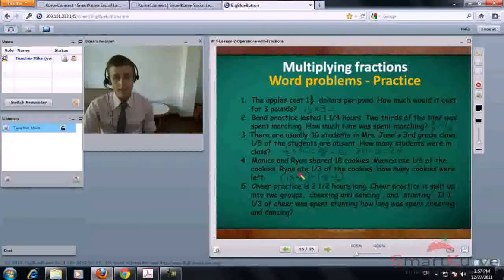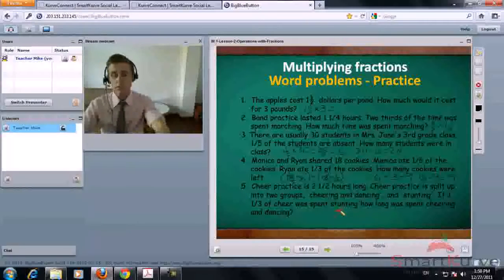So we have 18 times 1 over 3. Remember that 18 is 18 over 1. 3 and 18 have a common factor of 3. So we cancel out the 3 and the 18 becomes 6. So we know that Ryan ate 6 cookies. Monica ate 1/6 of 18, so 18 over 1 times 1 over 6. Again, common factor: 6 becomes 1, 18 becomes 3. We know that Monica ate 3 cookies. Together, Monica and Ryan ate 9 cookies. How many cookies were left? There were 18 total. 9 have been eaten. There are 9 left.